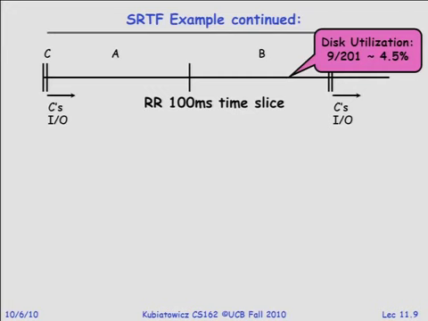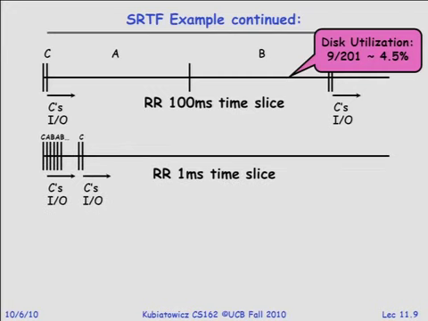Well, we could certainly bring the round robin time down to a millisecond. So here C runs for a millisecond, then it's going to be idle for 9 milliseconds while we have A, B, A, B, A, B, A, B, and then C comes along, then A, B, A, B, A, B, A, B, C, and so on. So what's the disk utilization now?